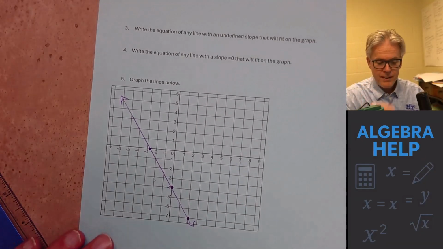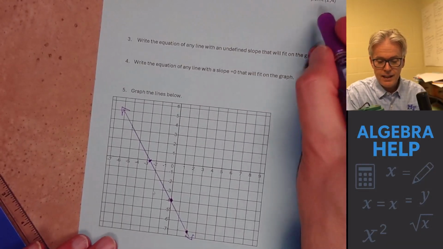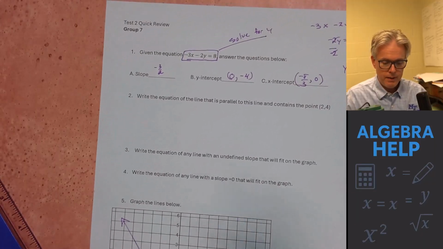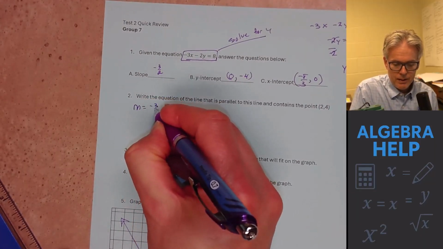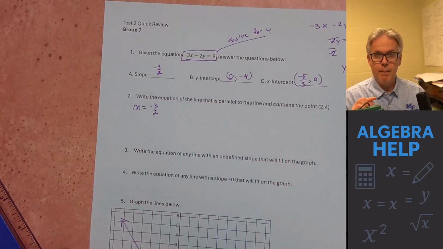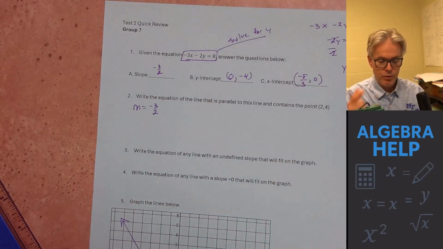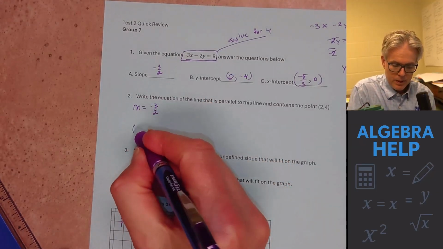Okay, write the equation of a line that is parallel to this line. It contains this point. Parallel to this line, so if it's parallel, it's going to be the same slope. If it were perpendicular, it'd be the opposite, the negative reciprocal. It'd be positive 2/3. And then here's my point at 2, 4.